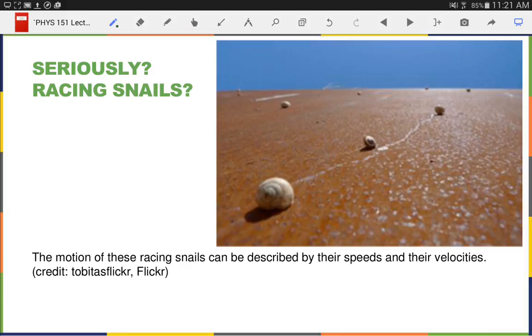Oh man, I'm out of time and I'm a few slides from the end. I had to put this in because it was in the textbook, and I'm seriously snail racing.